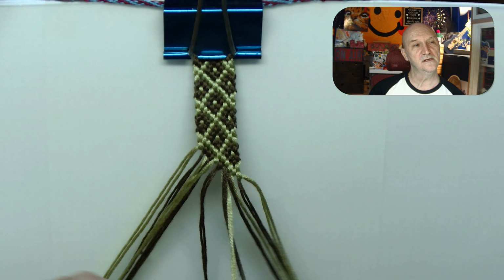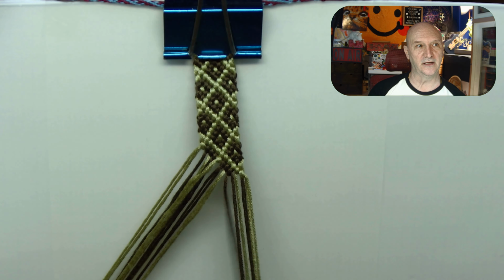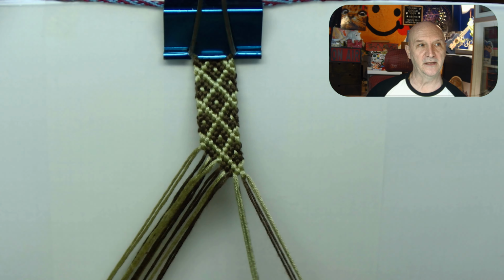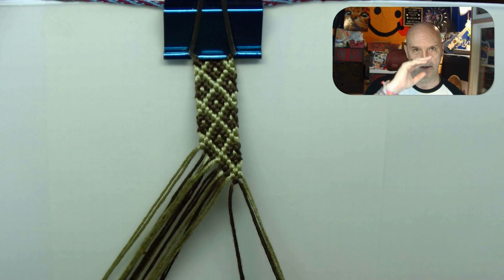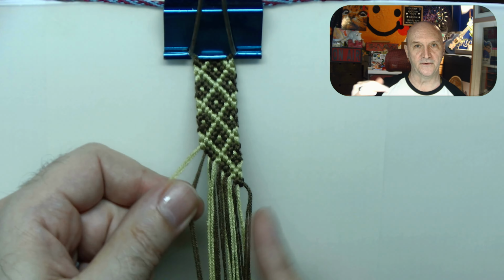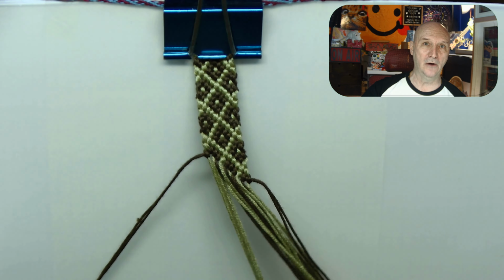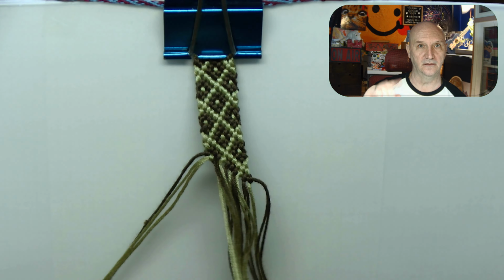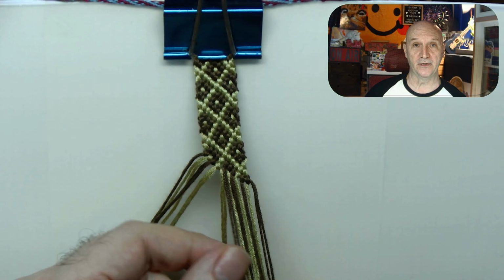Oh, so here's what I was talking about. Towards the end, I just started doing a row at a time, and it seemed to go really quickly because this row has a single, three, a single, three, a single. And then the next one, everything just comes out one knot. And then the next one is three, a single, three, a single. So yeah, it just goes really quick that way.